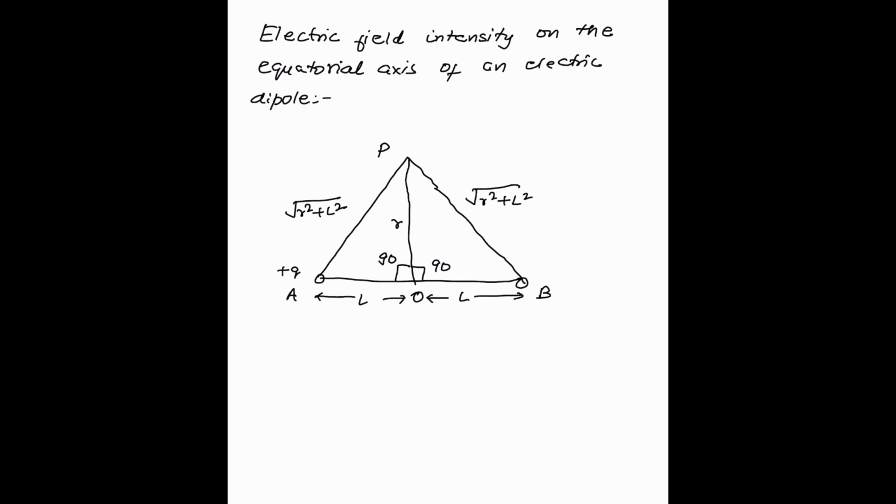Now if at the point A we have the charge plus Q, and at the point B we have the charge minus Q, the electric field intensity due to the charge plus Q will be directed outwards. We are denoting that by EA. Similarly, the electric field due to the negative charge minus Q will be directed towards the charge minus Q.